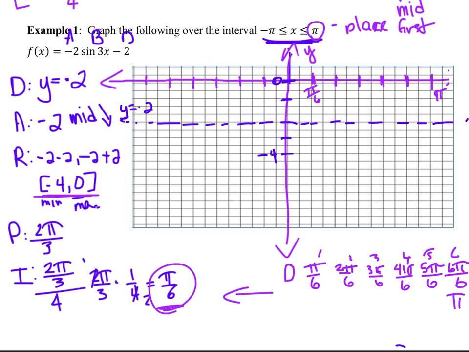Okay, now I'm going to place my first point. So my first point is right at the midline. My first point is on the y-axis always. All right, my second point now goes down, so that's my min. And now I just follow the pattern. Every dash, I am going to put another point.